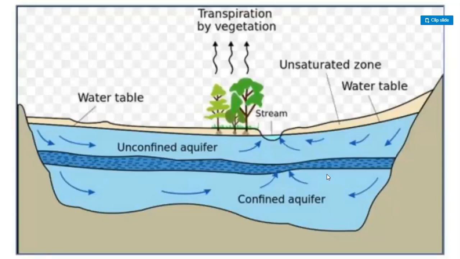Guys, in this figure, confined aquifer and unconfined aquifer, there is a water table and unsaturated zone. Transpiration by vegetation, and this is also the stream.